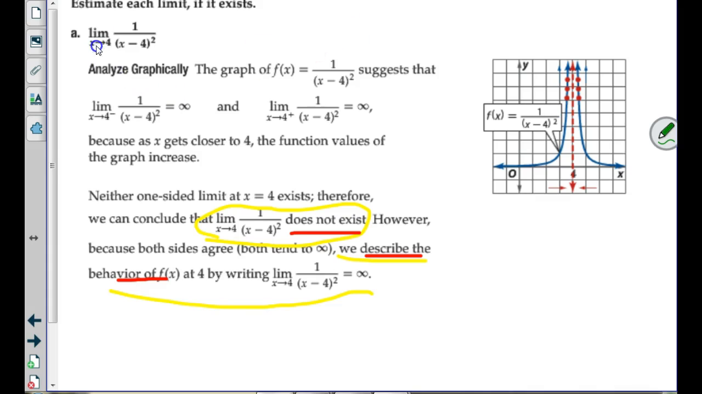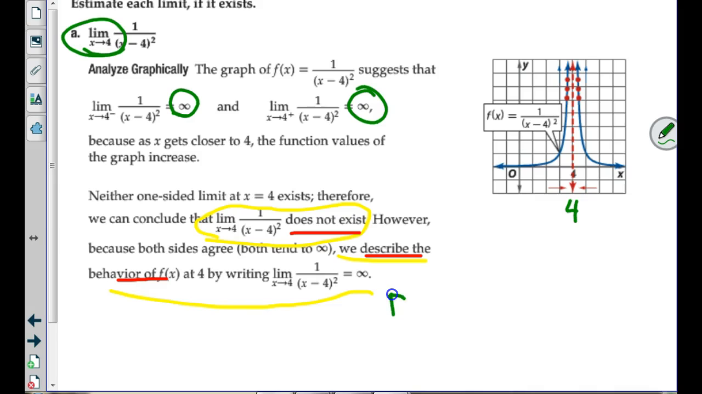All right, this says what happens at 4, the limit at 4. So they graphed this. This is the x value at 4. It has a vertical asymptote where it's undefined at 4. What happens on the left of 4 is it's approaching infinity. On the right of 4, it's approaching infinity. The issue is, we can conclude that the limit does not exist because it's not approaching a specific value. But we are allowed to describe the behavior by saying it approaches infinity, from both sides, left and right.